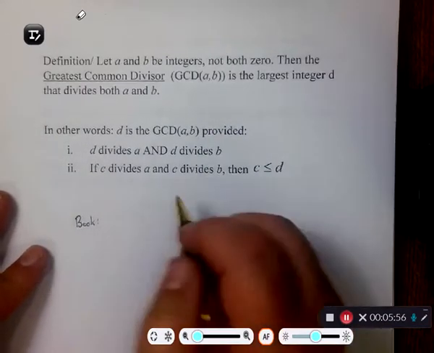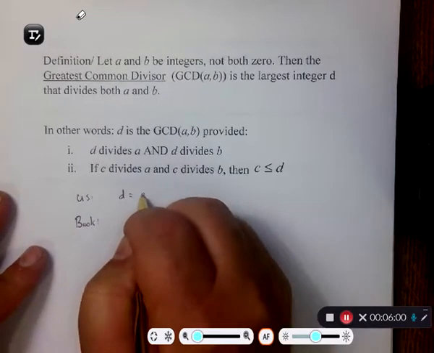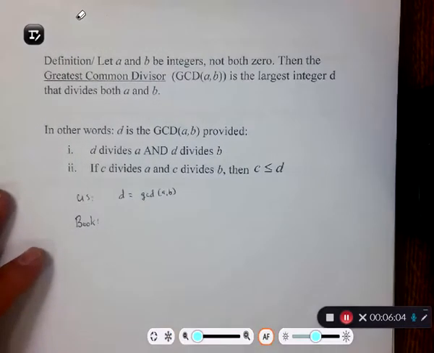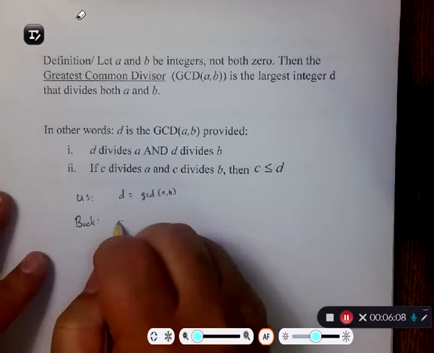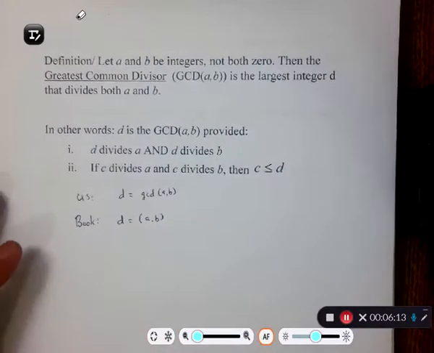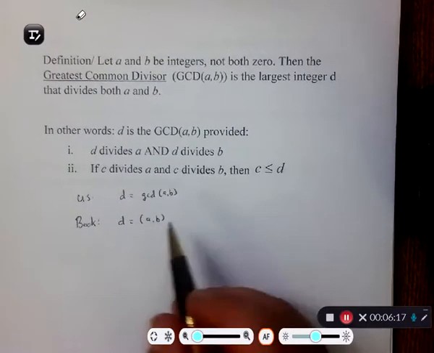We would write it D equals the GCD of A and B, from old school of GCD being the greatest common divisor. However, the book is going to write it D equals parentheses AB. Now, somewhere in the directions they'll talk about GCDs, and it's supposed to be implied that this is the GCD.